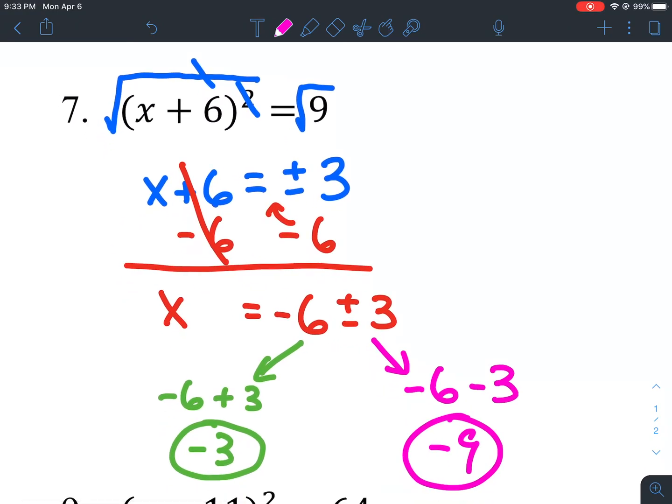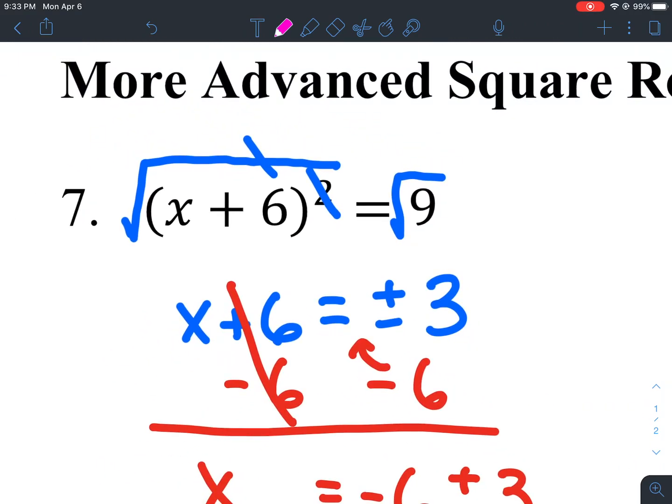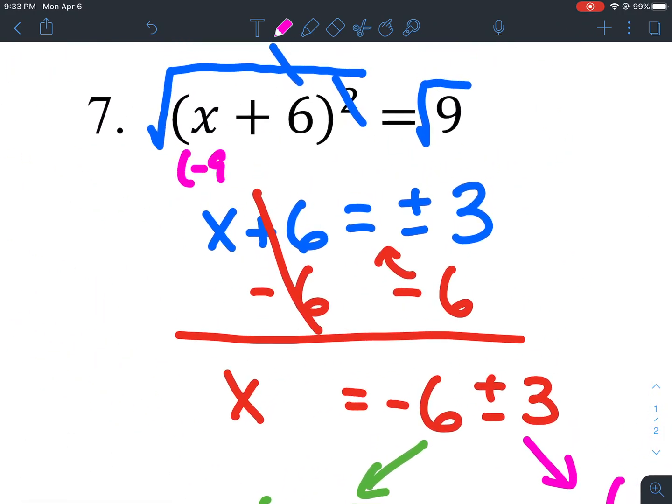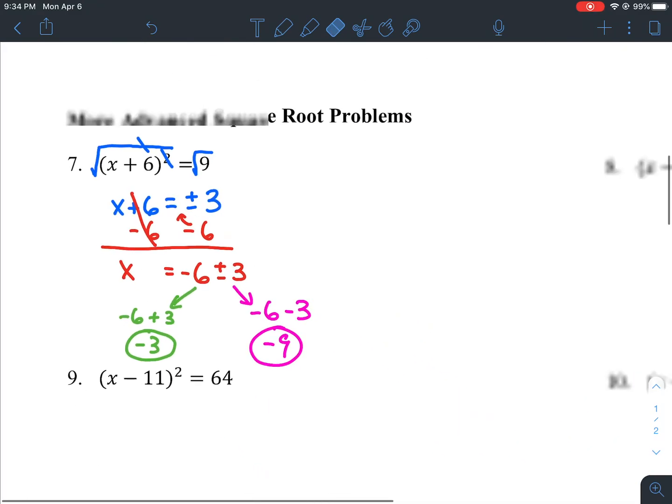We could always double check that by plugging those back in. Okay. If I have negative 3 plus 6, that comes out to be 3. 3 squared is 9, and that's what we had in the original problem. Okay. Likewise, if we plugged in that negative 9 instead, negative 9 plus 6, well, that's negative 3, but negative 3 times negative 3 is positive 9 again. Okay, so we know that that checks out.